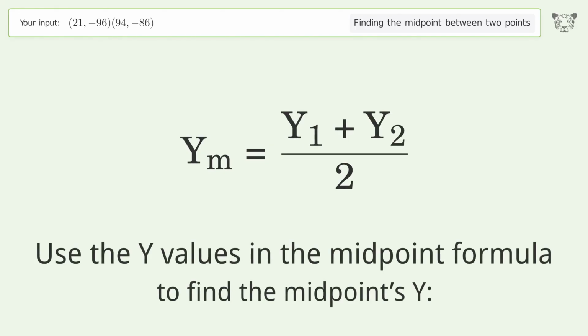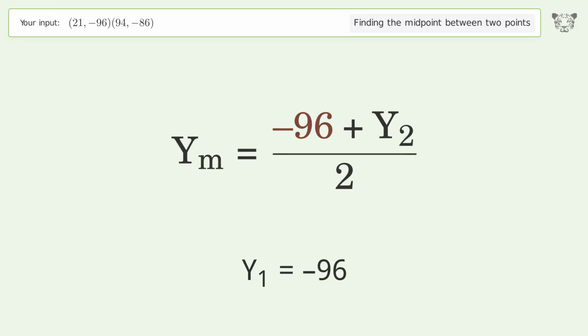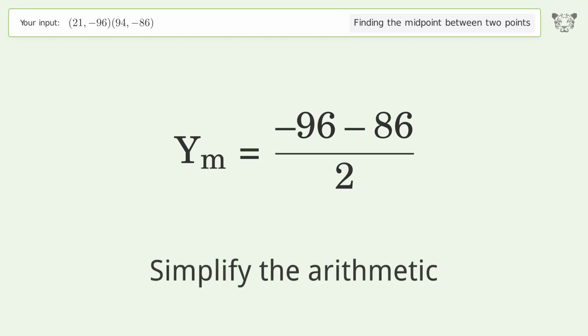Use the y values in the midpoint formula to find the midpoint's y. y1 equals negative 96. y2 equals negative 86. Simplify the arithmetic.